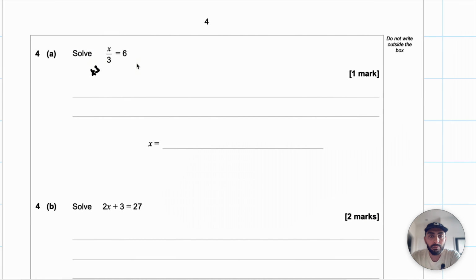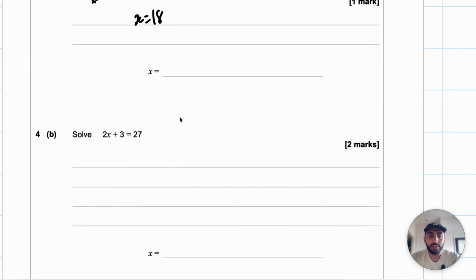So x is being divided by 3, opposite of that is times it by 3 on both sides. 6 times by 3 is 18, so x is equal to 18, and if you test that, 18 divided by 3 does give you 6.